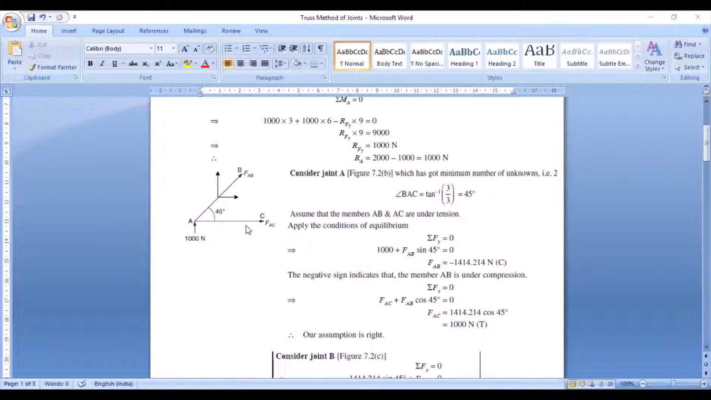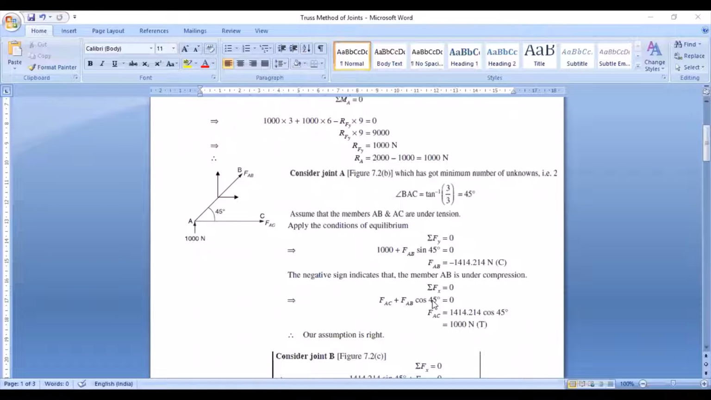Now, similarly, I'll apply another equation of equilibrium, that is sigma Fx. So in sigma Fx, I have two forces here, wherein FAC is positive, moving to the right. Okay. And next, what about this FAB cos 45? It is moving to the right, so it is positive. FAB cos 45. Okay, good.